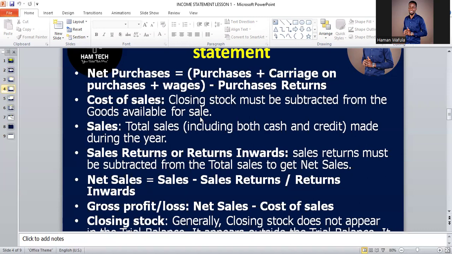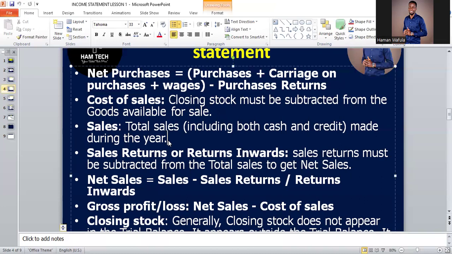Cost of sales is also another component. This is the cost of the goods that you're going to sell. What was the exact cost of these goods that you want to sell to people, so that we can determine your gross profit. The formula is very simple: opening stock plus net purchases minus closing stock.